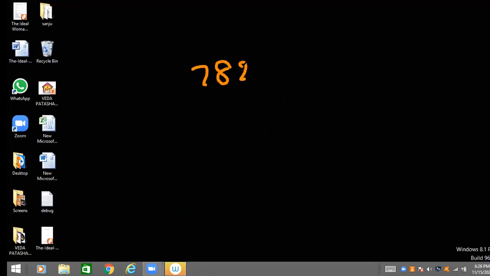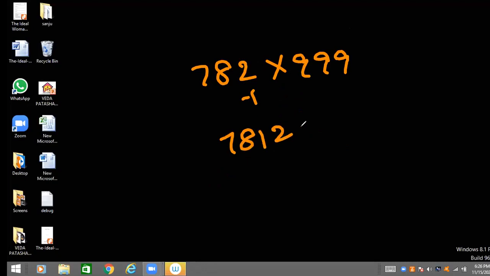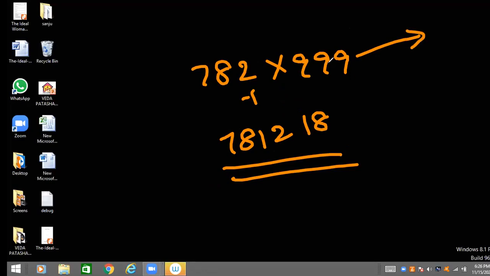Let me tell you one more example. It is 3 digits; 3 nines are there. We can take any 3-digit number. I have taken 782. So 782 minus 1 is 781. And 9 minus 7 is 2, 9 minus 8 is 1, 9 minus 1 is 8. This is the answer. You can take any number of nines here, and the count of nines is the number of digits you have to take on the left-hand side.